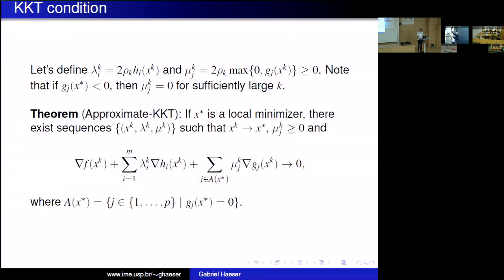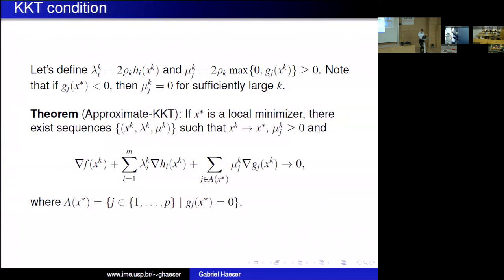Okay, so in order to get a KKT condition, in fact, we must be able to prove that these sequences of lambda k and mu k are convergent, so that we can take limits here, and we will find the Lagrange multipliers lambda and mu associated to the limit point x star. But maybe this does not hold. So it's interesting that we are able to prove approximate KKT conditions even without any condition on the problem.